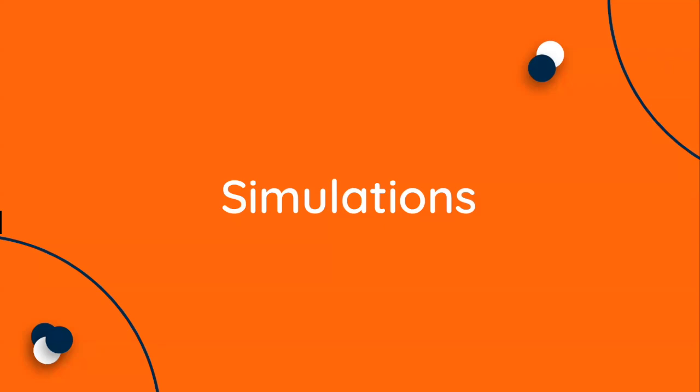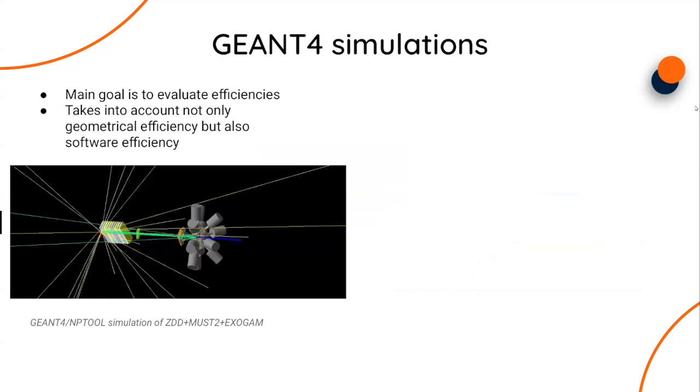Then, to evaluate the efficiencies of this experiment, I used several simulations. In particular, I used NPTool, which uses the Geant4 software to perform simulations of the experimental setup. Here I'm showing a Geant4 simulation of MUST2, the 12 EXOGAM detectors, and the 0-degree detection. The idea is to evaluate not only the geometrical efficiency, but also the software efficiency. What I mean by software efficiency is, for instance, the efficiency that we lose when we do matching of events in MUST2 or when we do selections in the ZDD, etc.